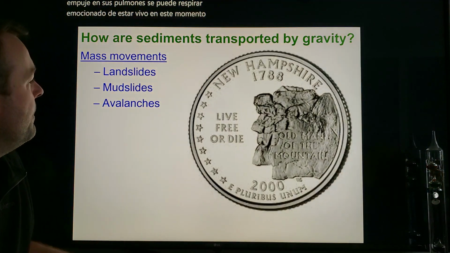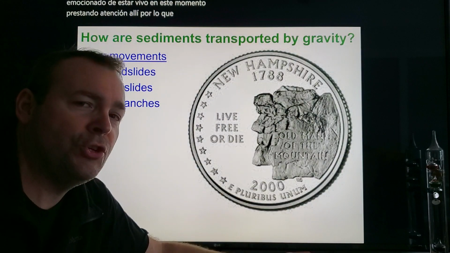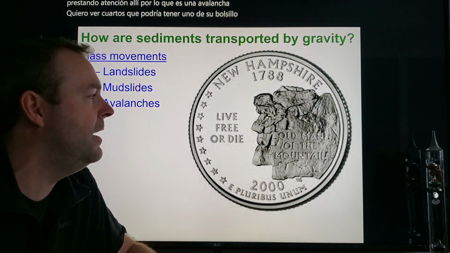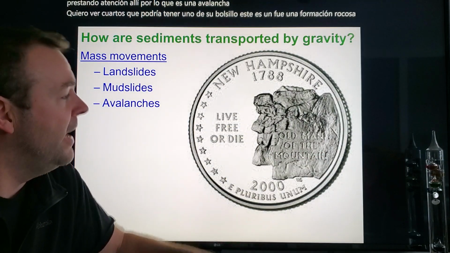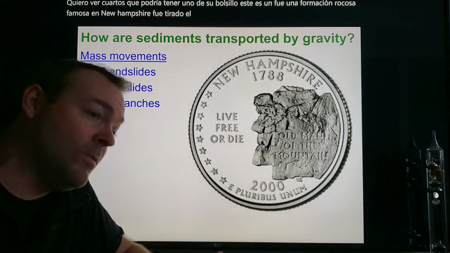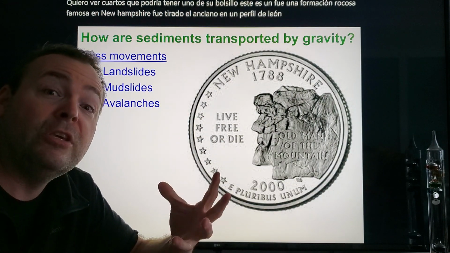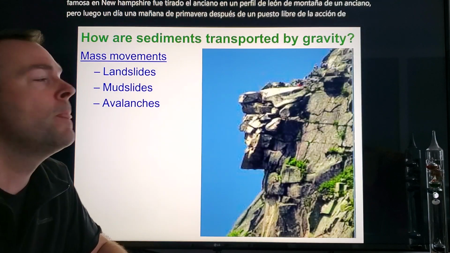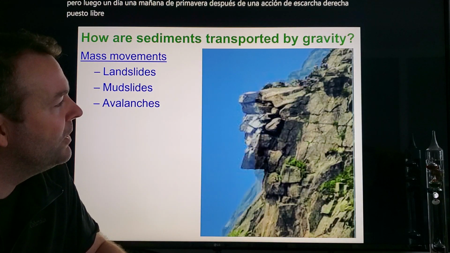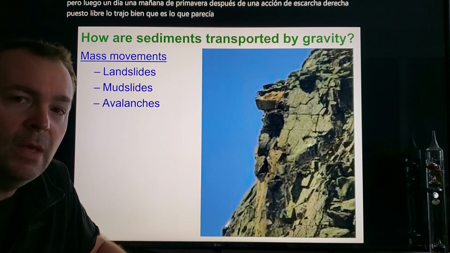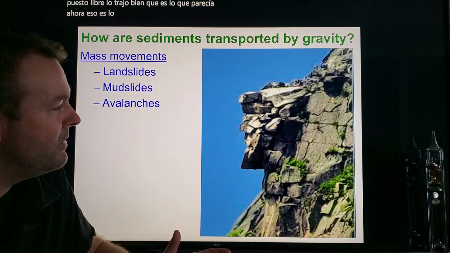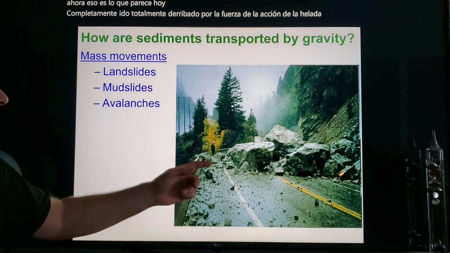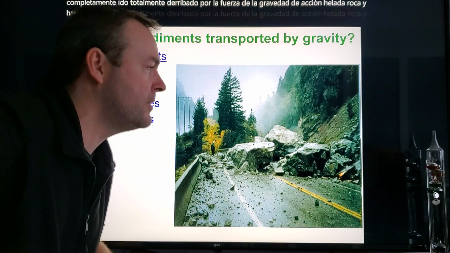So that's an avalanche. This one is one of the state quarters, you might have this one in your pocket. This was a famous rock formation in New Hampshire. It was called the Old Man on the Mountain. It looked like a profile of an old man, but then one spring morning, after a freeze-thaw, frost action brought it down. Well, that's what it did look like. But if you went there now, that's what it looks like today. Completely gone, totally brought down by the force of gravity. Frost action cracked the rock, and down it went, right? They call those rock falls or rock slides.